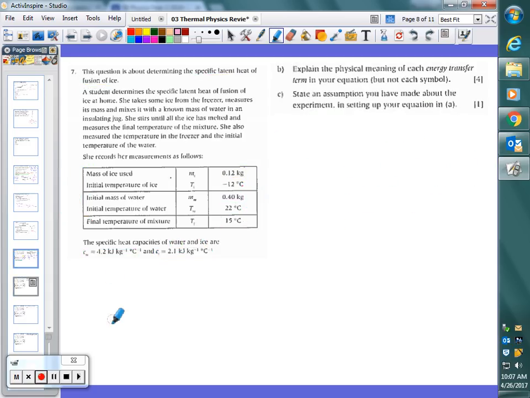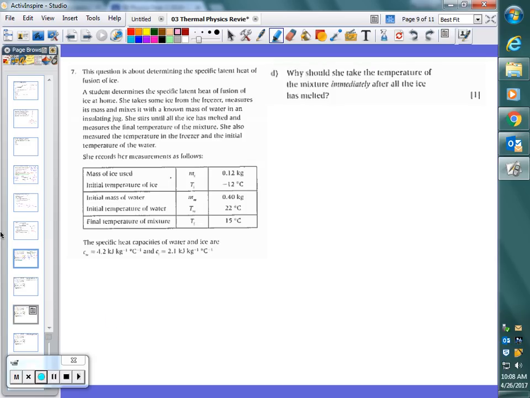State an assumption you have made about the experiment in setting up your equation in A. What's the first assumption that we made? Conservation, right? Only the energy gained by the ice is going to be lost by the water, and nothing else. That shows up in our equation by setting everything equal to 0, right? We have to end up with the same amount of energy at the beginning as at the end. You there? Why should she take the temperature of the mixture immediately after the ice has melted? It loses heat to the outside the longer it sits there.